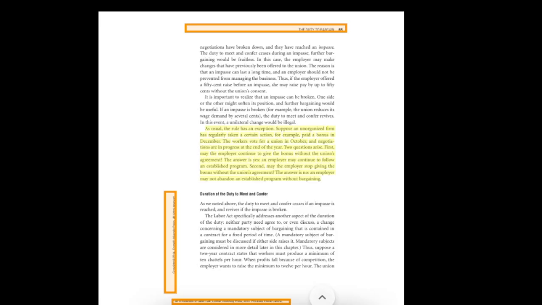Suppose an unorganized firm has regularly taken a certain action, for example, paid a bonus in December. The workers vote for a union in October, and negotiations are in progress at the end of the year. Two questions arise. First, may the employer continue to give the bonus without the union's agreement? The answer is yes. An employer may continue to follow an established program. Second, may the employer stop giving the bonus without the union's agreement? The answer is no. An employer may not abandon an established program without bargaining.